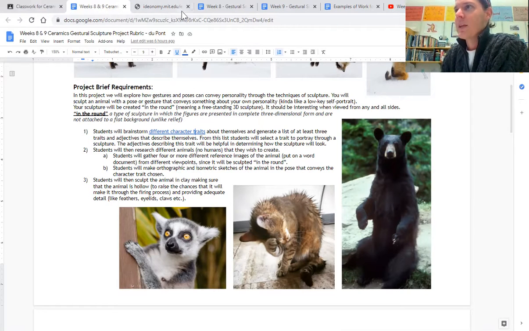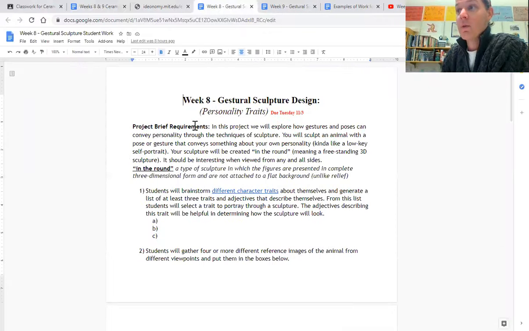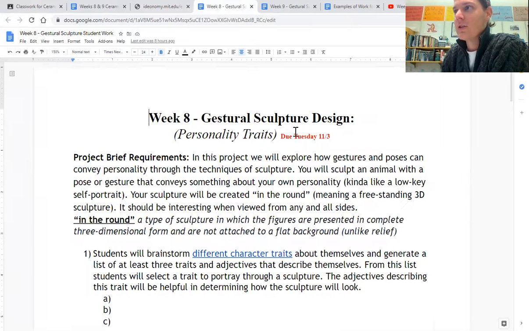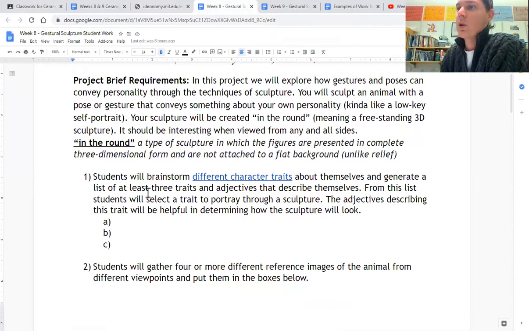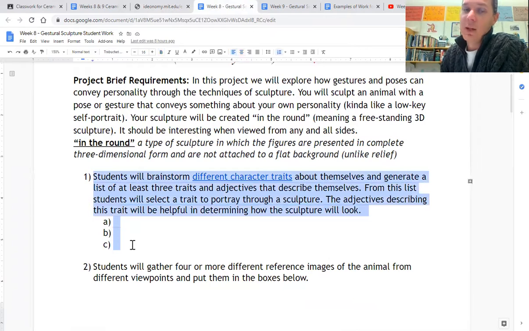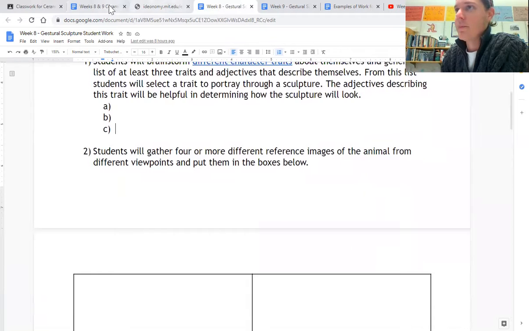Generate that list. Each week has its own document. So for the week 8 document, you can see that there's a very clear due date. This is due on Tuesday. So we're doing the design that's due on Tuesday, so we have more time to actually make the work. On this, you have the place for those adjectives right there. If you want to add some and you add more, by all means, go ahead.